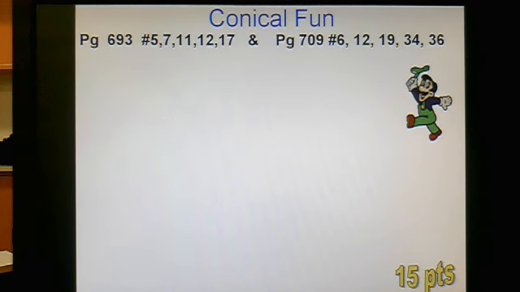So if you want to work ahead, these are the problems for cones. This is the one that's due Monday. So you have one due on Friday with cylinders, and this is the one that's due on Monday if you want to work ahead.